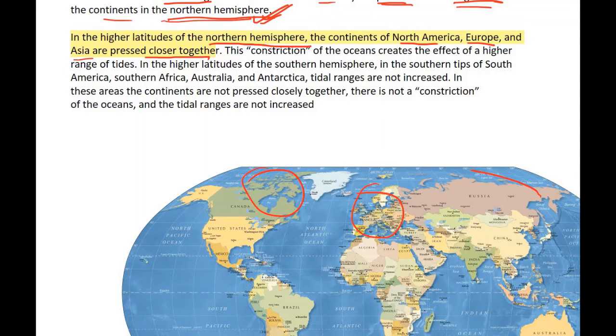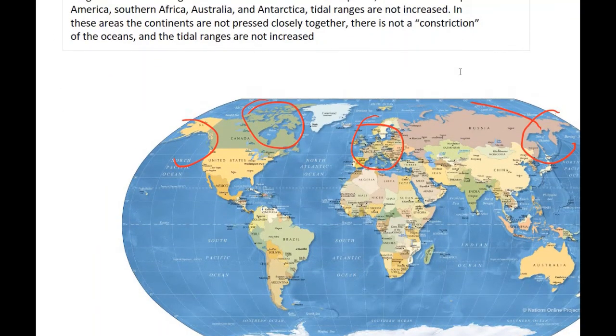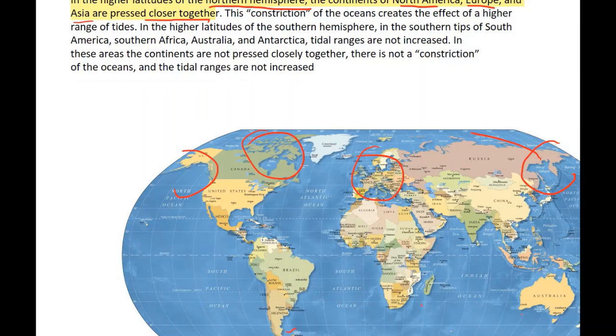Here also, if we look at North America, this side, the constriction of oceans creates the effect of a higher range of tides. Because if it were dependent on latitude, then in the Southern Hemisphere we would not see this kind of thing. So it is not dependent on latitudes. In the Southern Hemisphere, in the southern tips of South America, South Africa, Australia and Antarctica, there is no such constriction, and there it is observed that tidal ranges are not increased. Thus, we can say that the range of tide does not increase with increasing latitude.